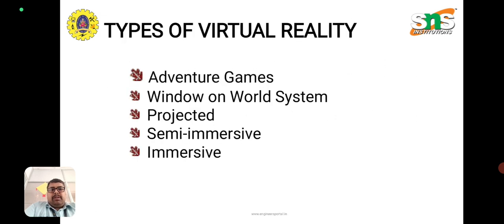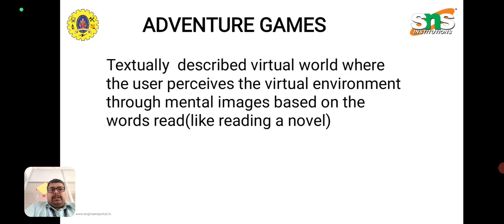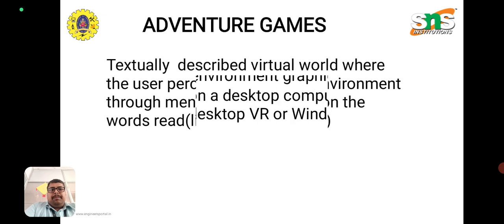The types of virtual reality. The types of virtual reality consist of adventure games, window on world systems, projector, semi-immersive and immersive systems. Adventure games textually describe a virtual world where a user ties a virtual environment to mental images, based on the words, like reading a novel.